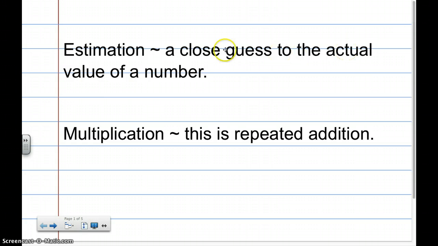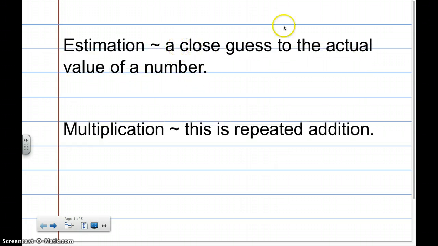Please have your recording sheet so that you can write down your vocabulary. First, estimation. Estimation is a close guess to the actual value of a number. Multiplication. This is repeated addition. So, please take the time to write this down in your recording sheet, and if you have any questions, you can always ask myself or your teacher.